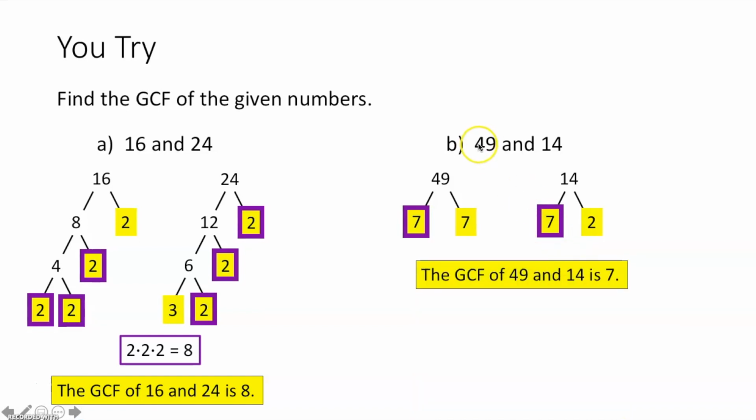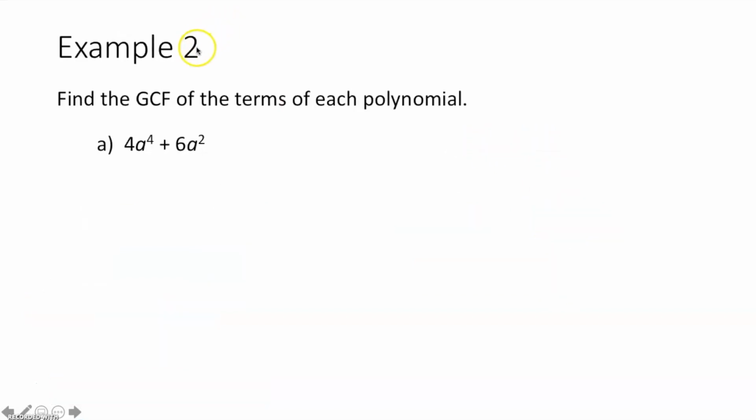Now, does 7 divide evenly into 49 and 14? Yes, it does. So that checks out. Example 2 says find the GCF of the terms of each polynomial. So here we have a binomial, right? Two terms. And we need to figure out what is the GCF of these two terms.